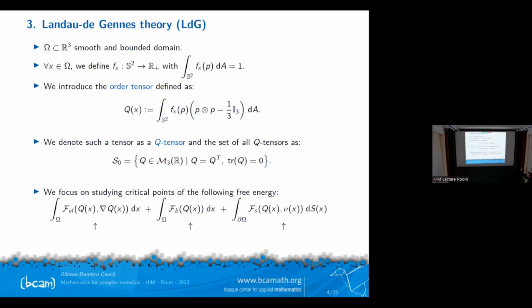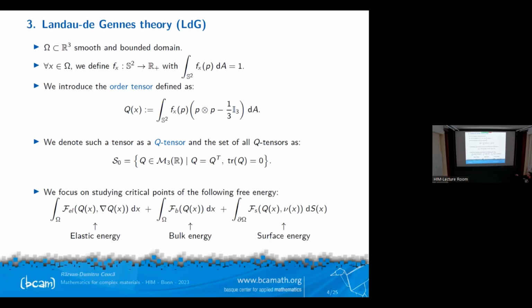So in here, we are usually interested in studying critical points of free energy in which we have 3 components. So we're going to have some sort of elastic energy, which is going to tell us how the orientations of the particles deviate or they have some sort of distortions throughout the space. Then we're going to have some sort of bulk energy, which is going to tell us the internal properties of the material that we have chosen. And then a surface energy, which is going to tell us how the particles want to align or some sort of interaction with the walls of the container.